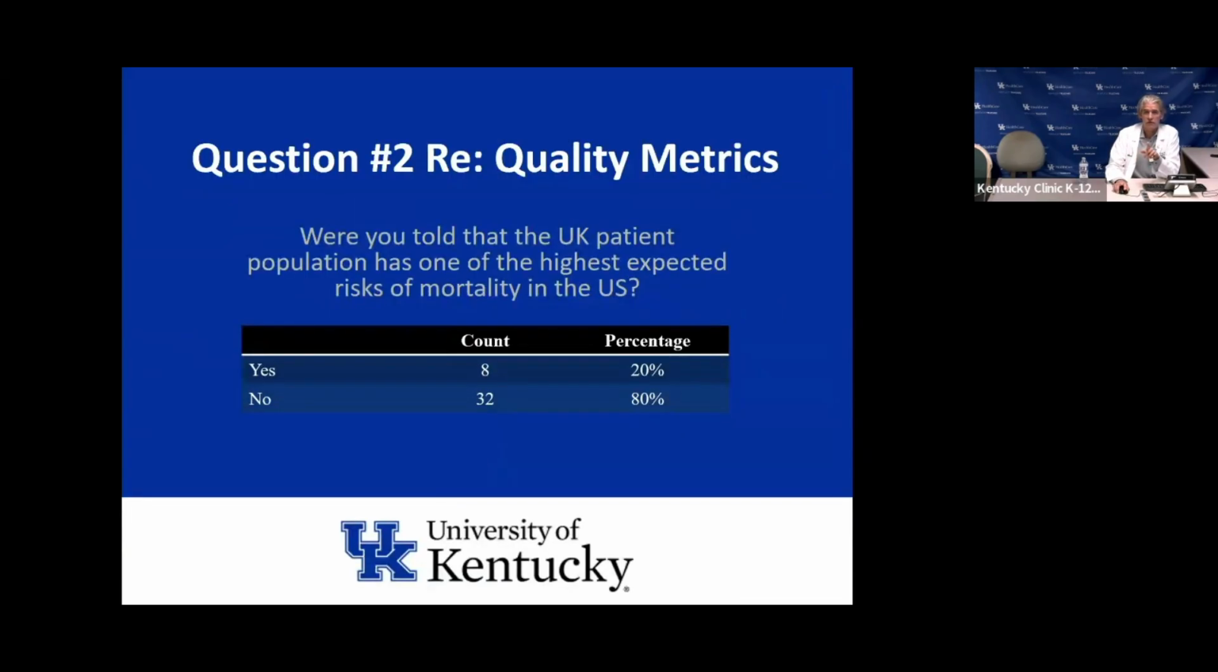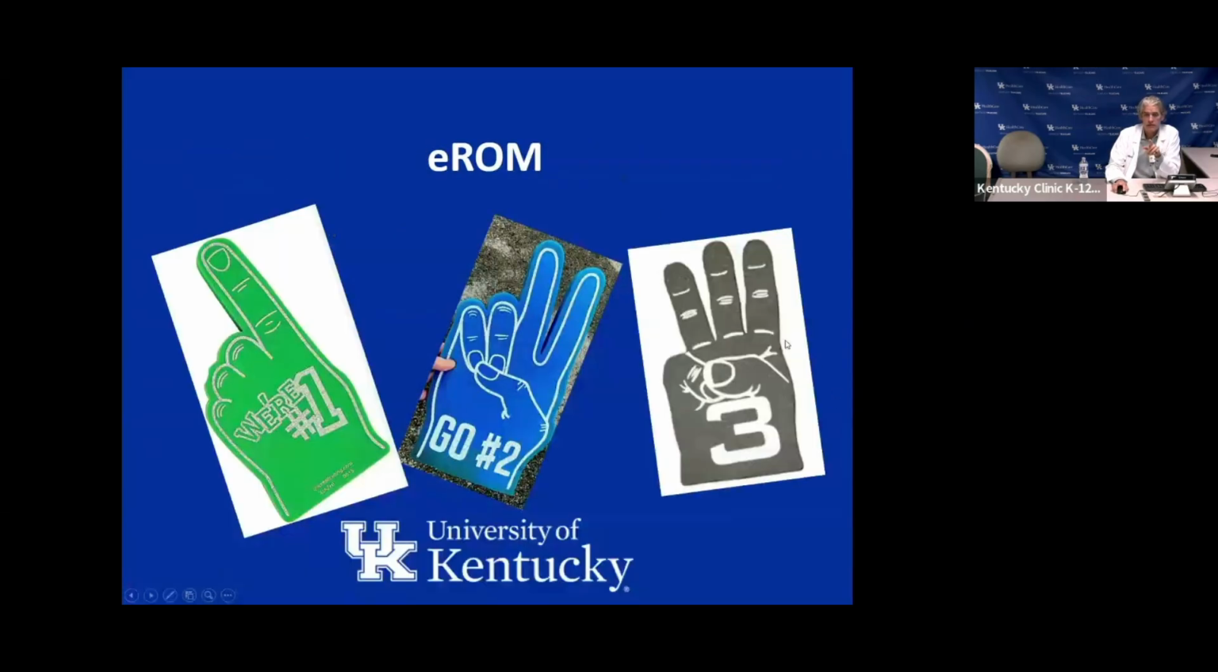Not as many of you were told that we have one of the highest expected risks of mortality. That's probably because we are no longer in the top 1 or 2 like we were for years. We're still very high. And that is in tune with all of this, the quality metrics that I've been talking about. Probably the most important quality metric, the one that I consider second most important. The most important is going to be the observed mortality. Second is expected risk of mortality.